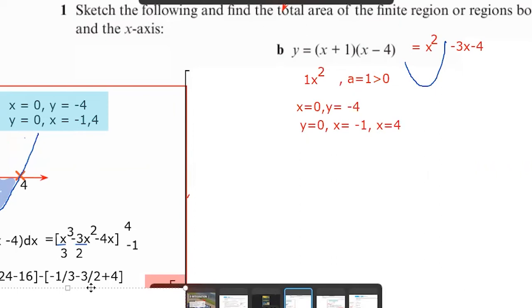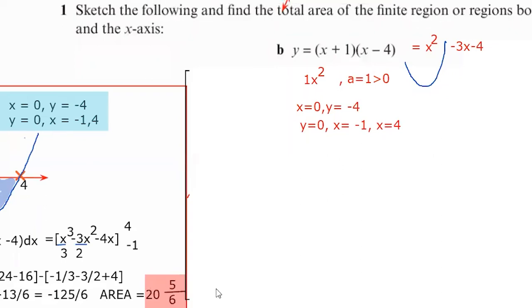Next, we subtract the expression when we substitute x equals minus 1. Minus 1 cubed over 3 will give us minus 1 over 3. Then we have minus 3 into minus 1 squared, which is minus 3 over 2. And then we have minus 4 into minus 1, which is just plus 4. When we evaluate that, we end up with the final answer of 20 and 5 over 6.